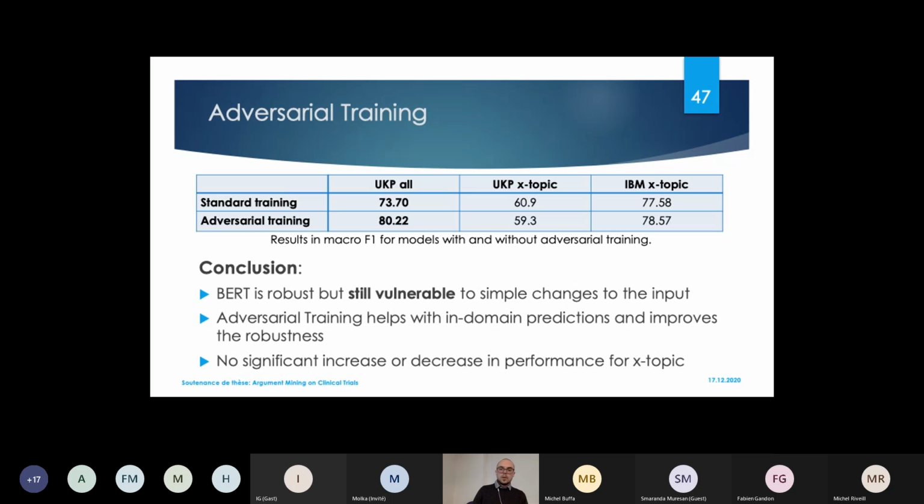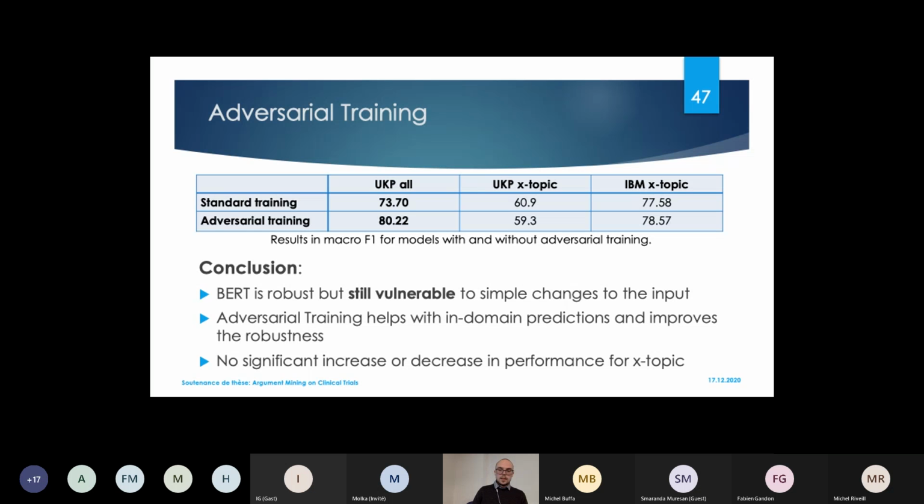One way to make the model more robust against such attacks is adversarial training. Here we generated the perturbations for the training from the training set, added them to the training data, and retrained the model. As we can see here, there is indeed an improvement in performance on the in-domain set, the UKP all set, and the cross-topic experiments were barely affected, which means that the model did not overly focus on the training data, but actually learned a better representation of it.